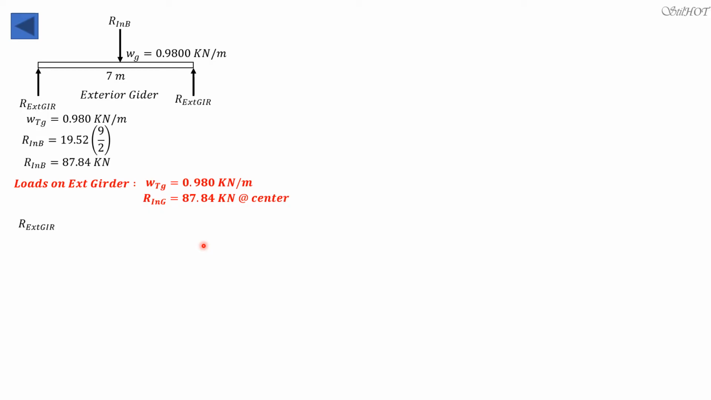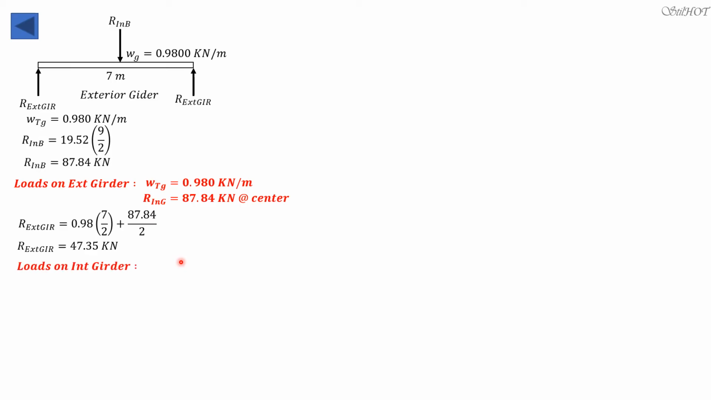For the value of the reaction in the exterior girder, which will be transmitted to a column, it is 1/2 of the uniform weight times L over 2, so 0.98 times L over 2, and this concentrated load, which is R for the internal beam, is also divided by 2 to be transmitted here and here. So 87.84 divided by 2. So R, or the reaction in the exterior girder, would be 47.35 kilonewtons.